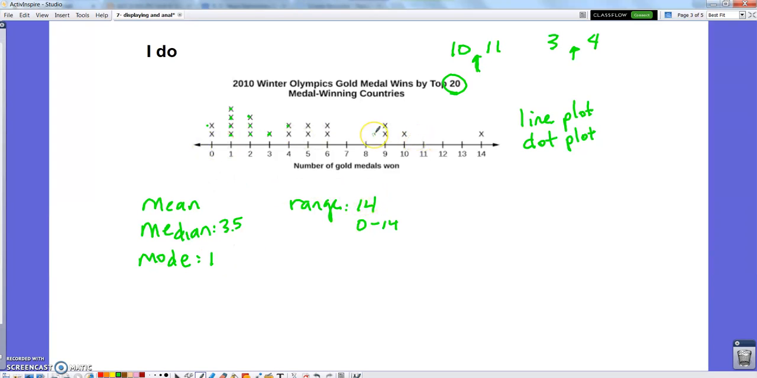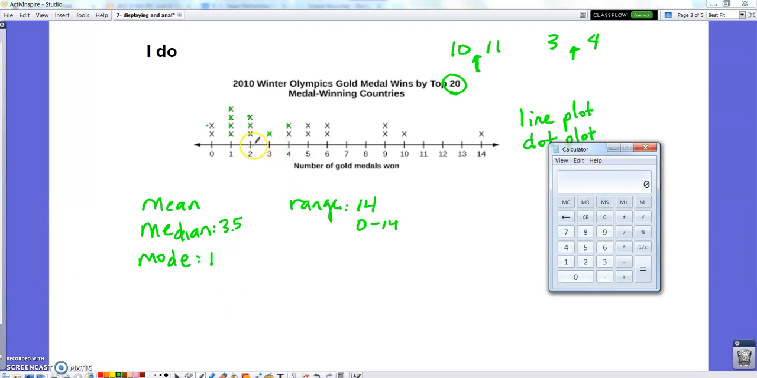The mean is not any harder or any easier than it ever was. I wish I could tell you that there was some trick to see the mean here, but there's not. All you can do is get your calculator and add it up.